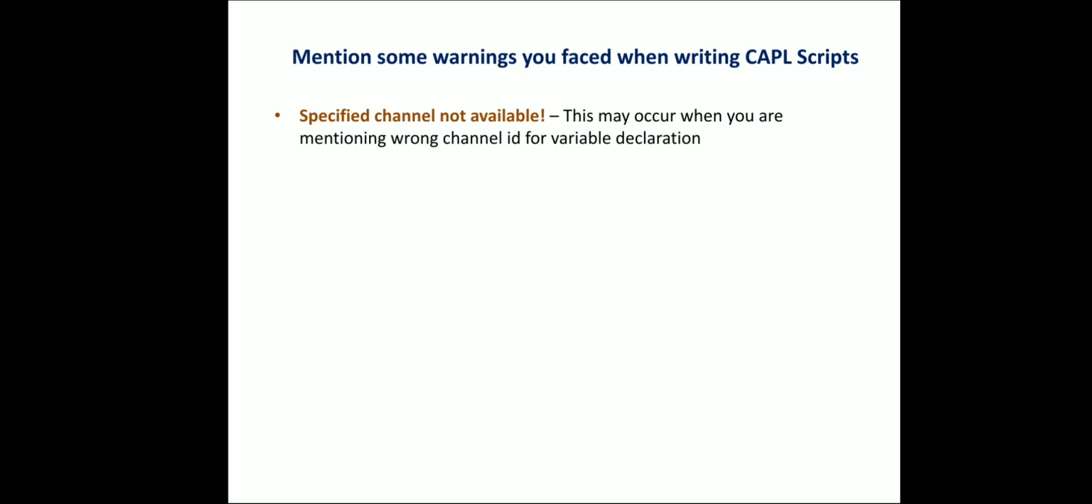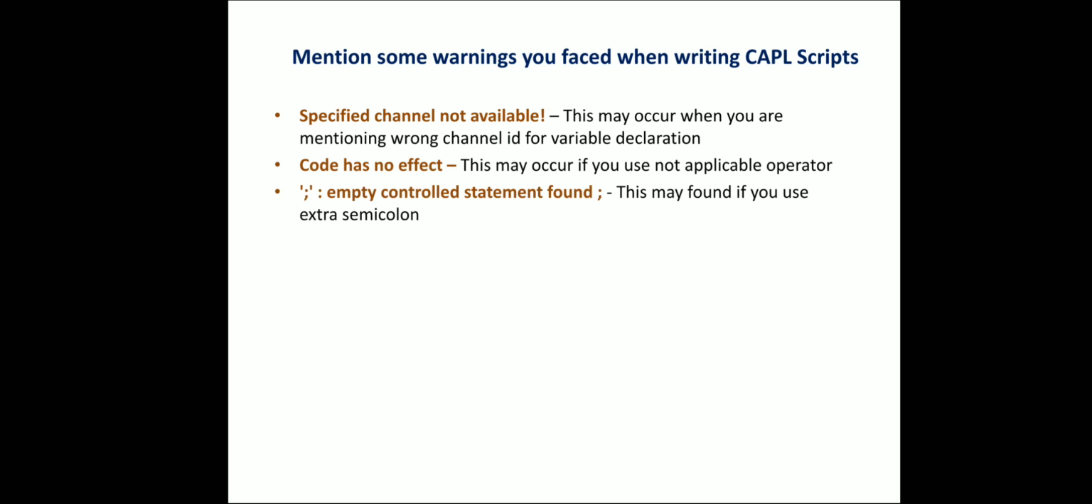The first warning is specified channel not available. This may occur when you mention a wrong channel ID for the variable declaration. Next, the code has no effect. This may occur if you use a not applicable operator. And empty control statement found. This may occur if you use an extra semicolon; if you use two semicolons in a row, you can get the empty control statement found. These are some of the warnings, and you can also note down the warnings you faced so far.